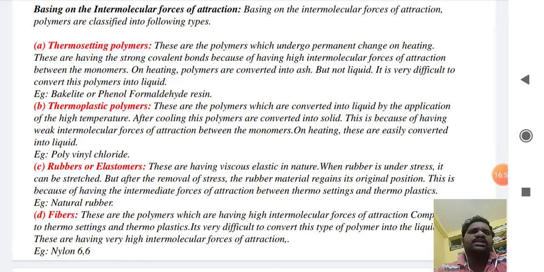If you read NCERT completely, you can get the complete information. This topic is very useful for students who are going to write competitive examinations. In the next session we are going to discuss the types of polymerization.